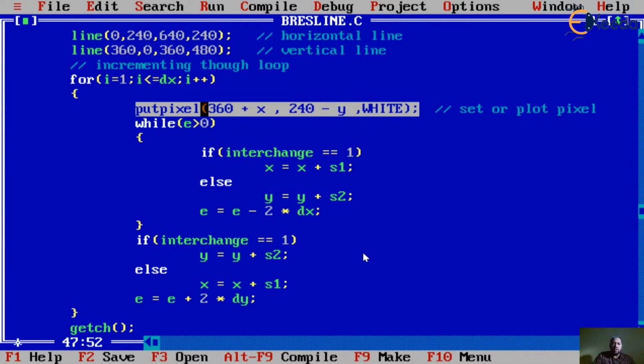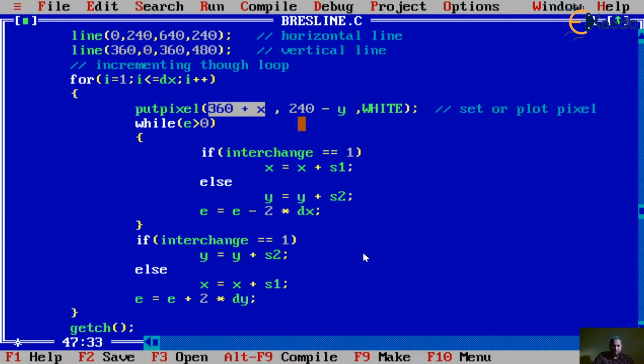So what I'm going to do is I'm adding 360 into x and I go for 240 minus y. Because 360 and 240 is actually the center of this particular screen, but now it is considered as a 0 0 value because I divided my screen into 4 quadrants. So that is the only reason we have added 360 plus x and 240 minus y, else it will be normal x and y.